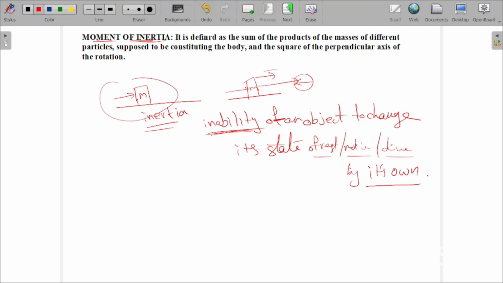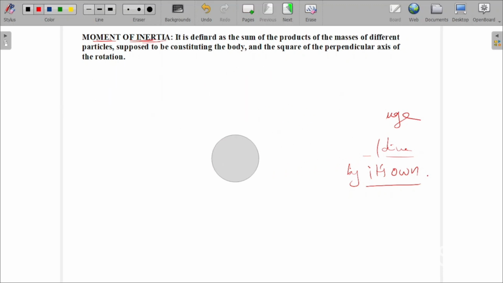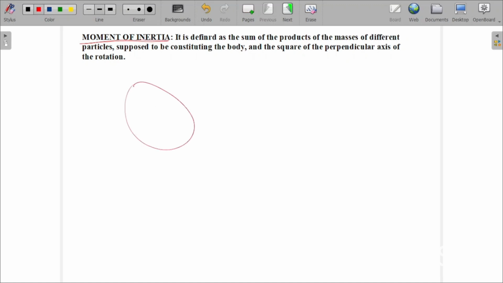So where is it happening? This is happening when an object is moving in a straight line. But we are discussing rotational motion only. In rotational motion, same as translatory motion, we have one thing that is called moment of inertia. Moment of inertia is there when an object rotates. If an object rotates, then it has moment of inertia.